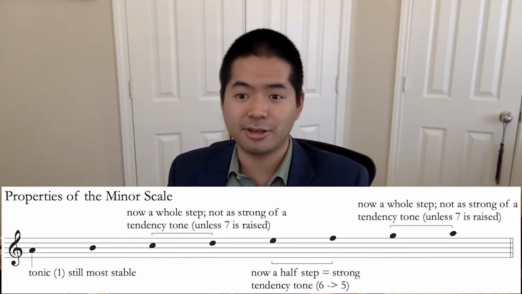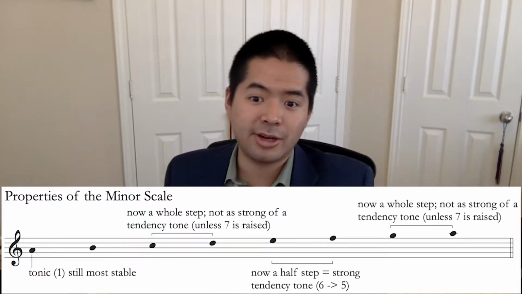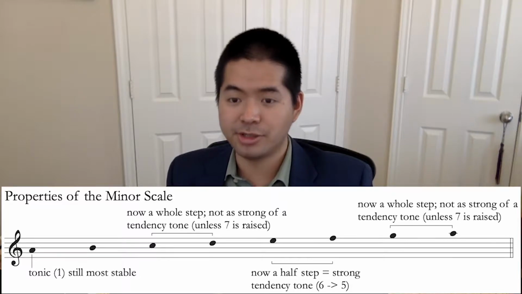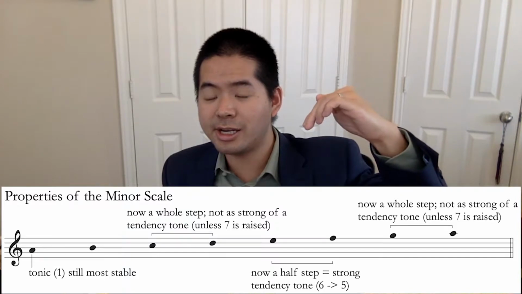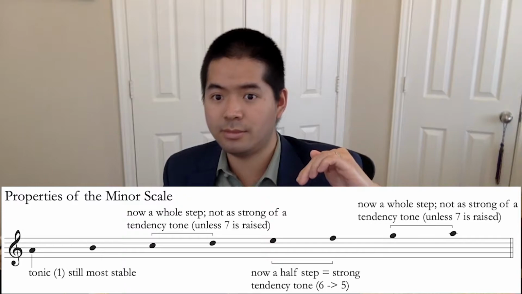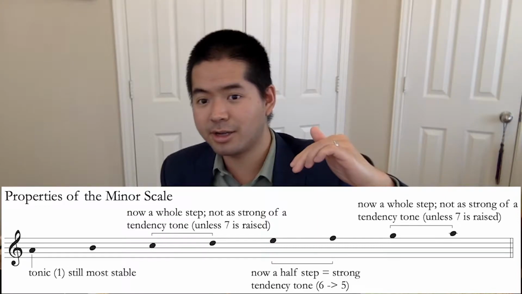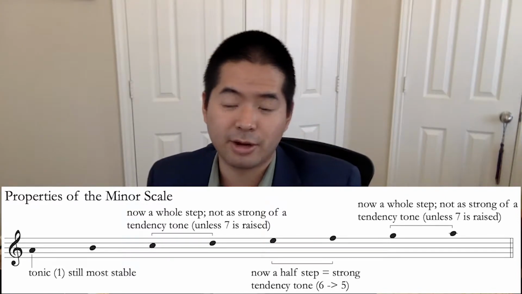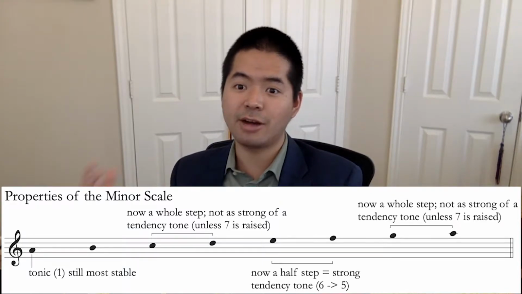So now with that minor scale that we just heard, here's a consideration. The lowered 6th scale degree is now a tendency tone. It wants to go somewhere. So let's go ahead and listen to this. 1, 2, 3, 4, 5, 6, 5. 6, 5. It has a strong tendency of wanting to go down to 5. And this is particularly characteristic of the sound of the minor mode.